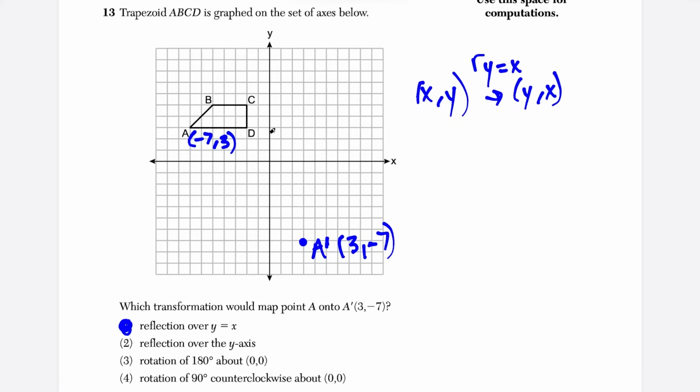Now, if you just look here, you could see that if I drew in this line as the line of reflection, A is going to go across this mirror line like this, and that's going to bring us right to A prime.